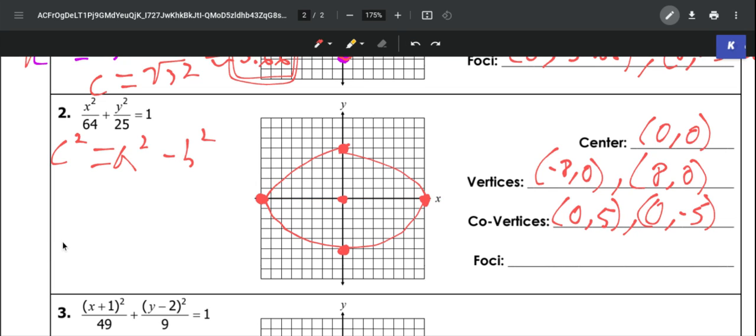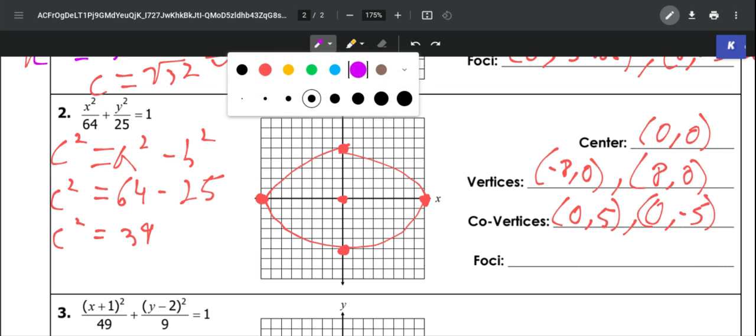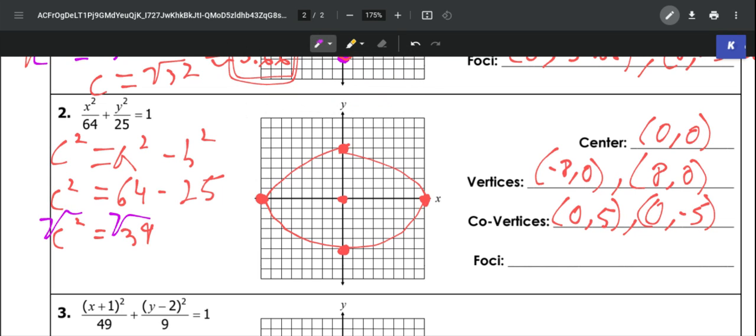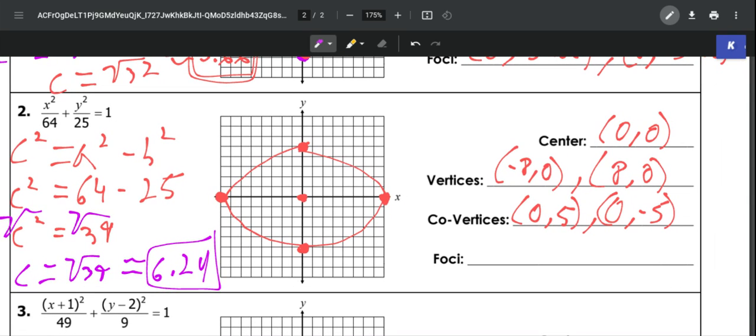All right. So back to our foci, c squared is equal to a squared minus b squared. So c squared is going to be equal to 64 minus 25. So c squared is equal to 39. And then we're going to take the square root of each side to actually get our foci. So c is going to be equal to the square root of 39, which is approximately 6.24. So our foci c is equal to 6.24.